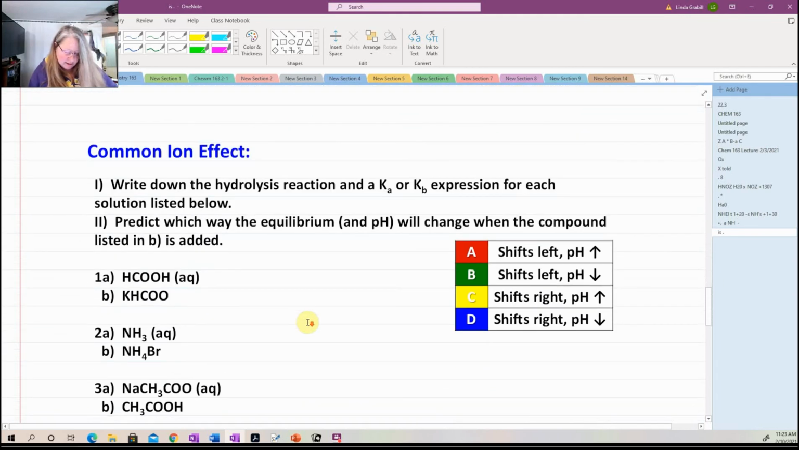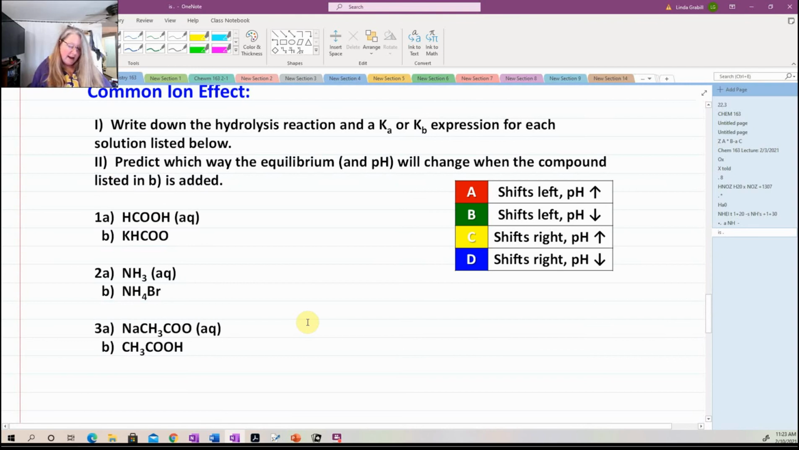Let's think about this in terms of Ka and Kb. What I want you to do is to pause the video and then write out expressions for Ka or Kb for HCOOH, the carboxylic acid, ammonia, and sodium chlorate. Tell me what you get.